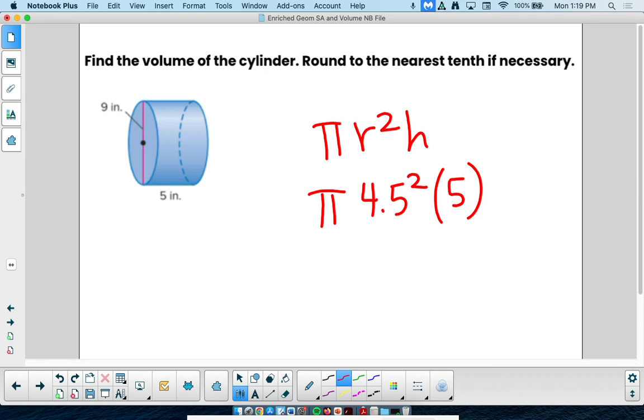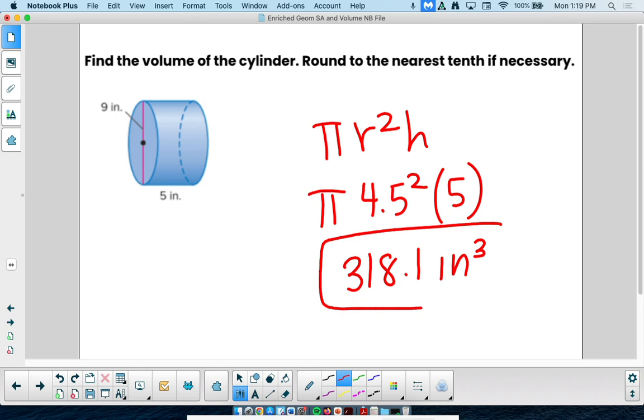Anyone get an answer? 318. Inches cubed. That makes sense.